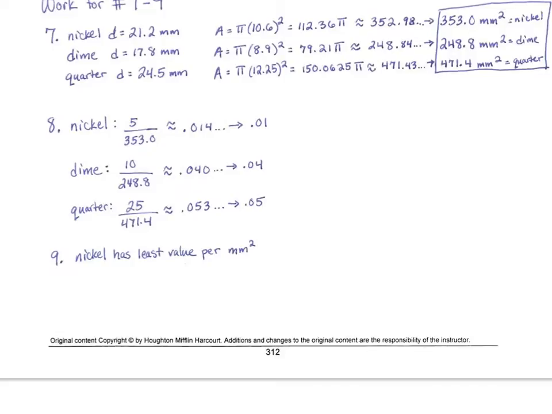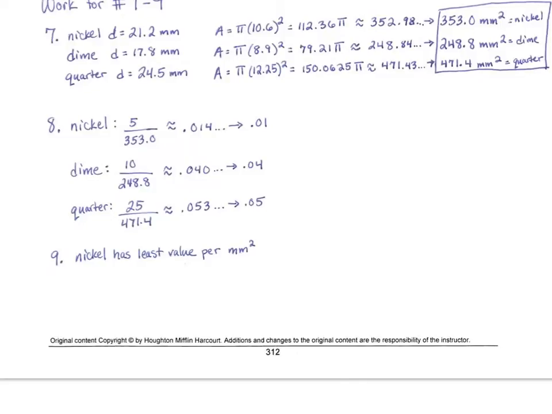Then the quarter is going to be 25 divided by 471.4, and to 3 places, because we need to go one past where we need to be in the end here, we have 0.053, and because the 3 is the final digit that we're concerned with, the rounding stays at 0.05.